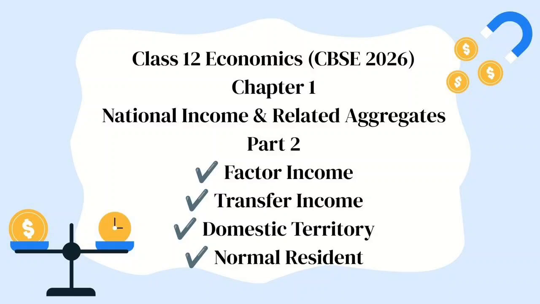In the previous video, we understood the basics of macroeconomics, circular flow of income, economic agents and the difference between stock and flow. Today we are going to study four very important concepts that are repeatedly tested in CBSE Board Examinations. These are factor income, transfer income, domestic territory, normal residence. These topics are essential because they help us understand how national income is measured correctly. So let's begin with factor income.